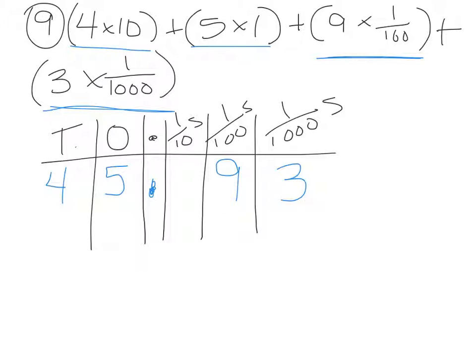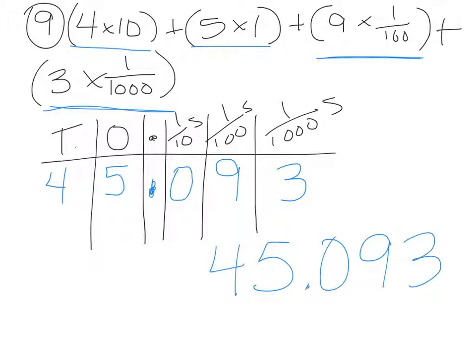You probably noticed there's nothing in the tenths place right now. We can't leave it blank. We need to put in a placeholder to show this number has 0 tenths. So now I know the standard form is 45 and 93 thousandths.